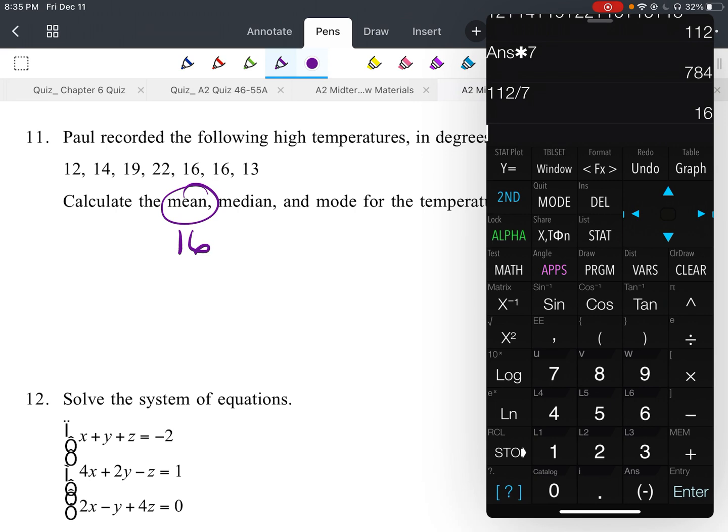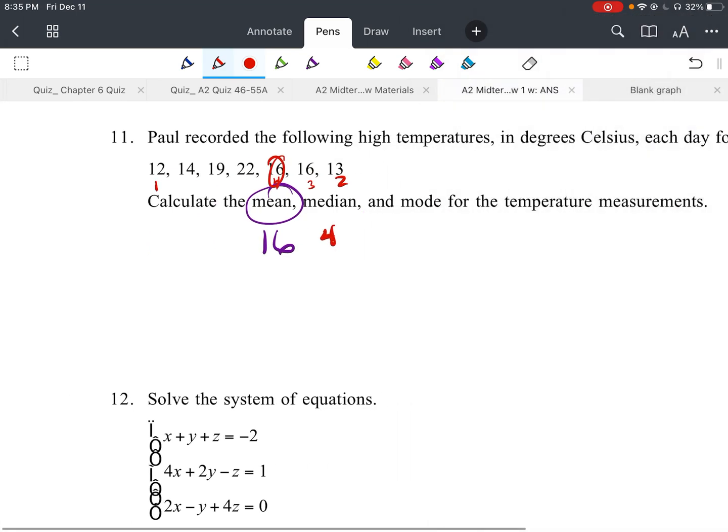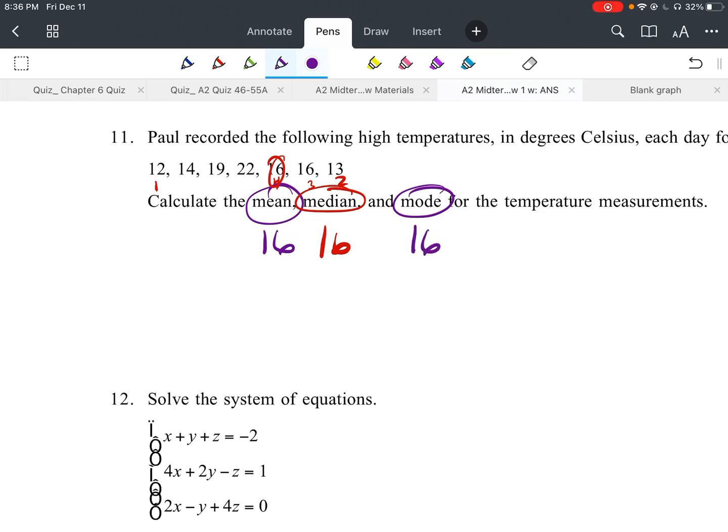All right, let's look at the median. Median is the middle number if you put them in order. So I'm just going to go one by one. In this case, it'd be the fourth number, right? So there's 1, there's 2, 3, and there's number 4. So 16 is our median as well. And the last one is asking for mode. Mode is most often, and the one that appears the most often is also 16. So 16 is all around.